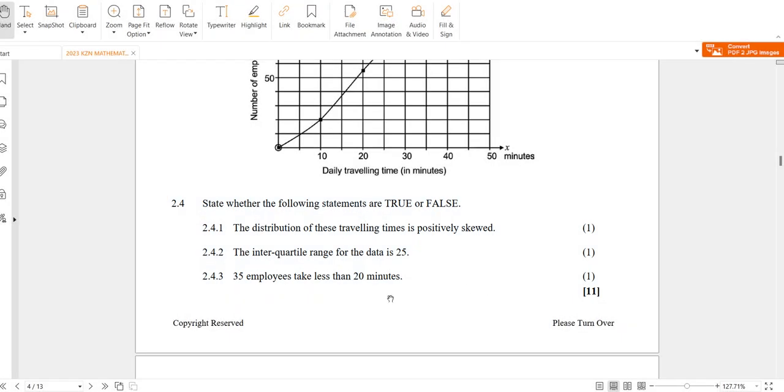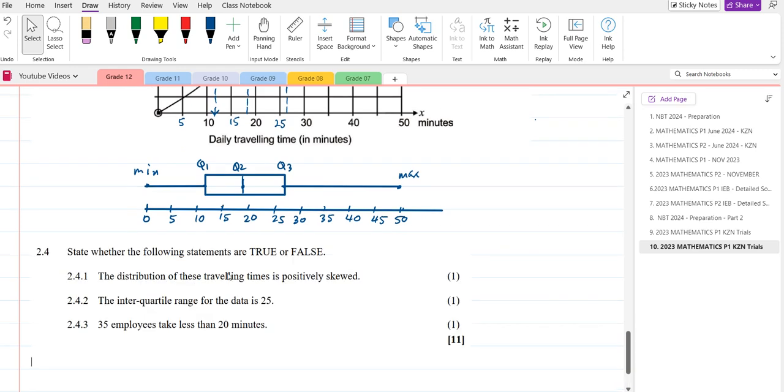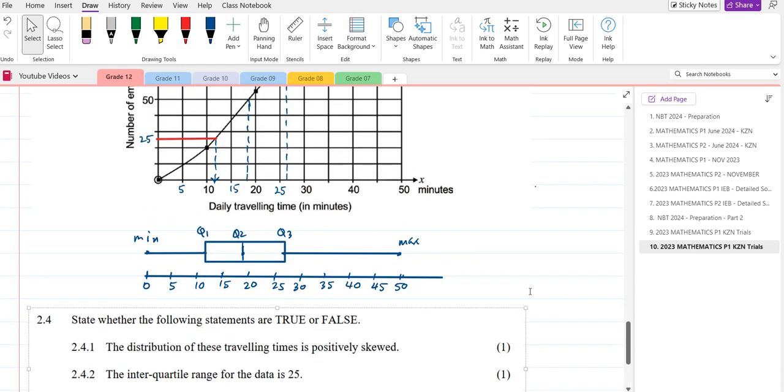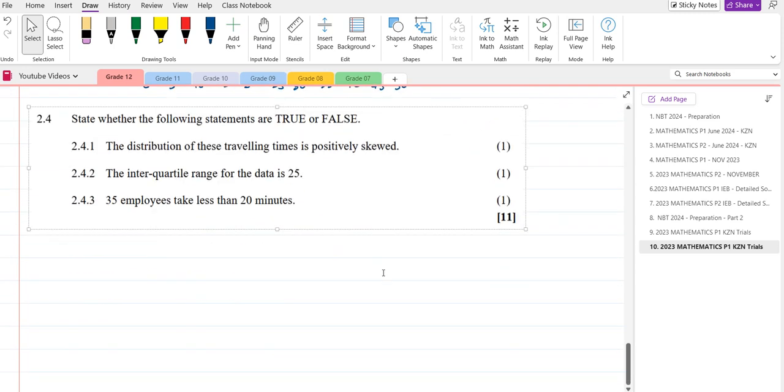State whether the following statements are true or false. Now guys, from the previous question, remember I've estimated here, so you can deviate by 1. You can have an answer of 11, 12 or 13, 17 or 19, and 26 or 27. You can deviate by 1 from the actual answer.